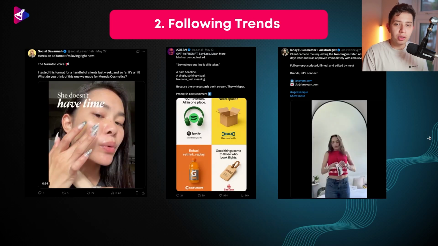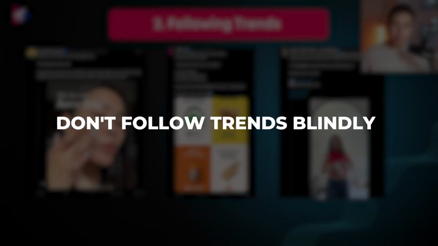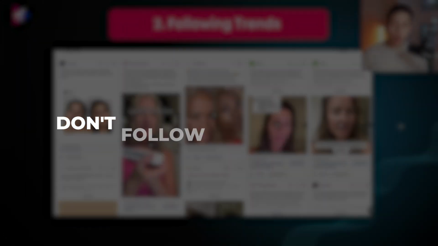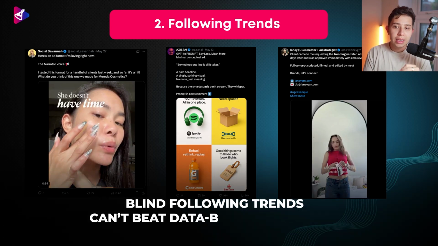Next is following trends. I see so many people, they see a tweet go viral about, hey, this is a new ad format, try this ad format, ChatGPT dropped this, try this ad format, and everybody just starts following these trends blindly. Or they go on Foreplay and they just filter for things that are recent or their favorite brand, and they just copy and paste what a brand that's spending probably thousands per day is doing. And the problem is that it makes sense why certain topics are trending. It cannot beat data-backed concepts.